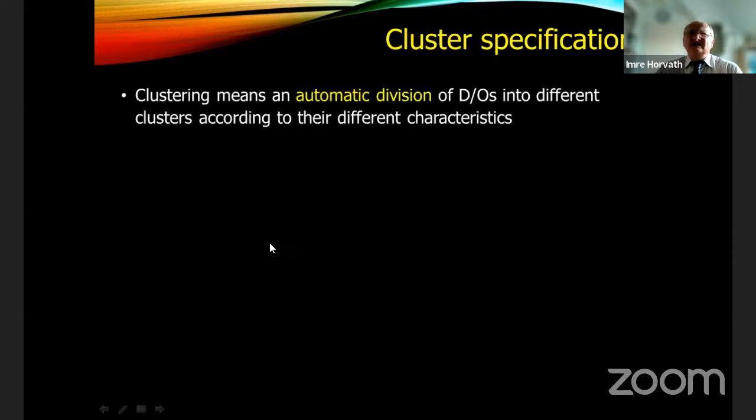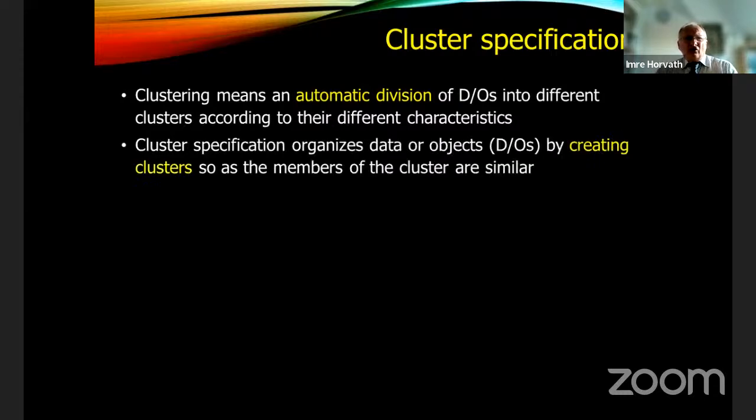Then the next canonical problem is cluster specification. Clustering, in mathematical and computational terms, means an automatic division of data and objects into different clusters according to their different characteristics. So cluster specification organizes the data or objects by creating clusters so that the members of the clusters are similar.